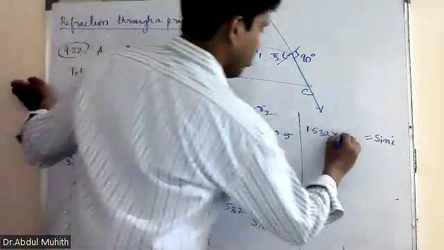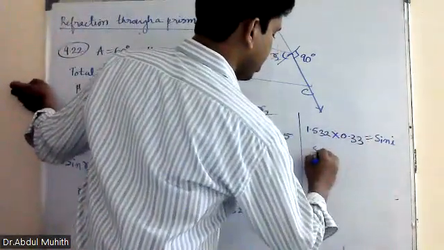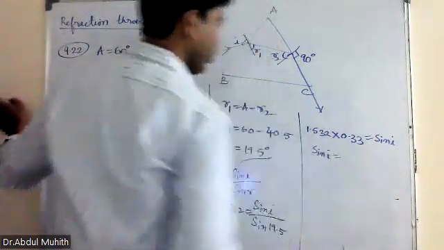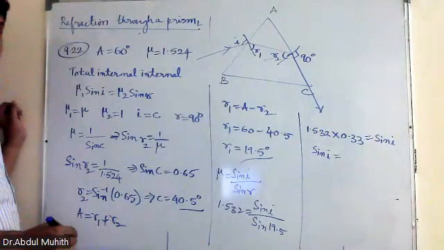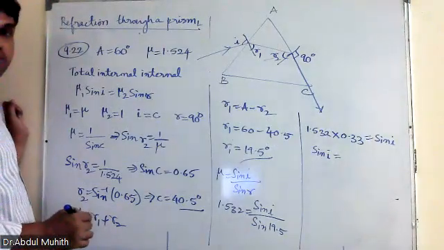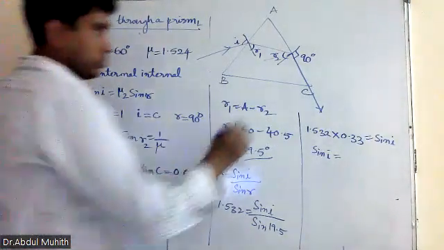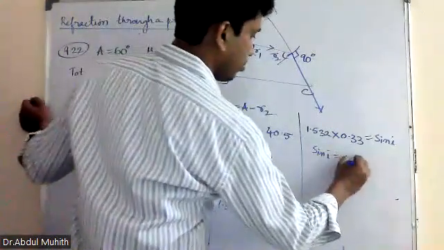0.33. Can you please multiply that also? 0.33 with 1.532. 0.5, sir. 0.5. Yeah.